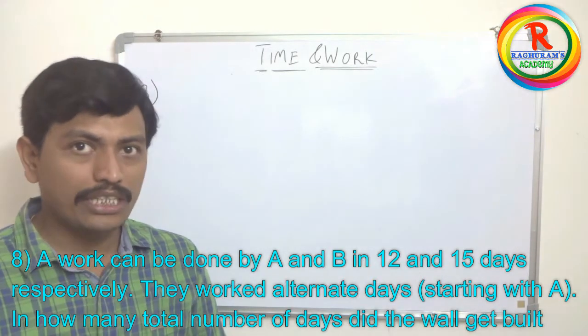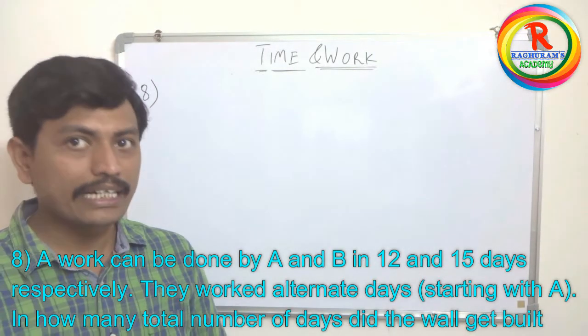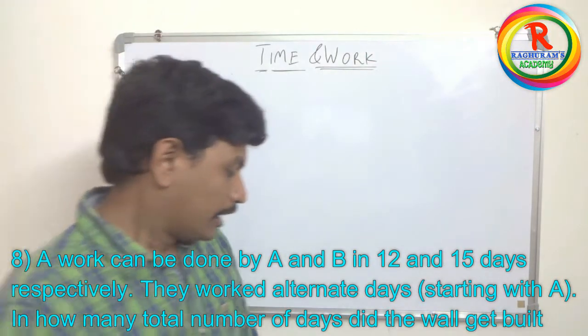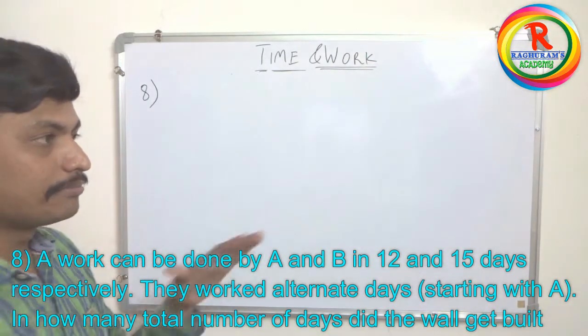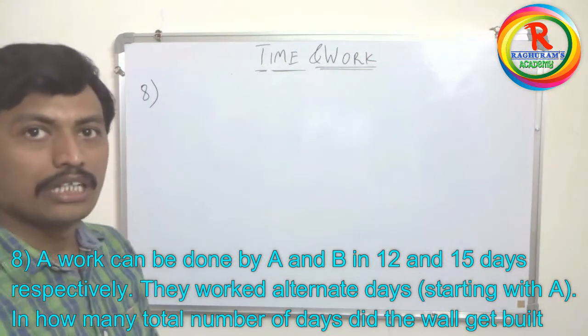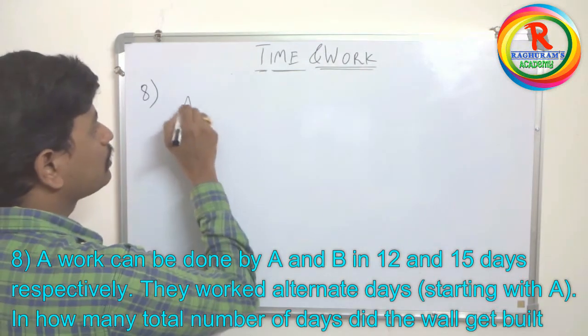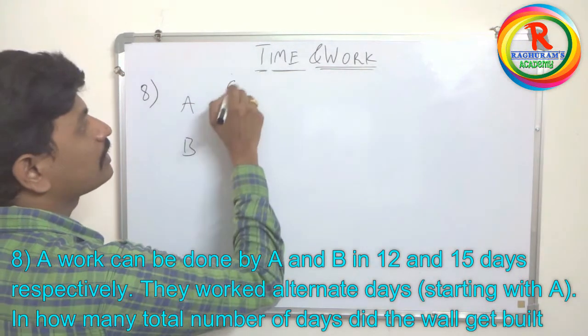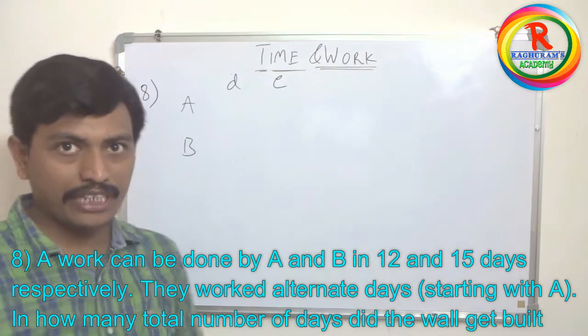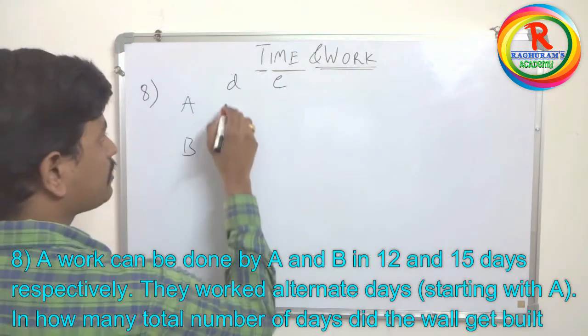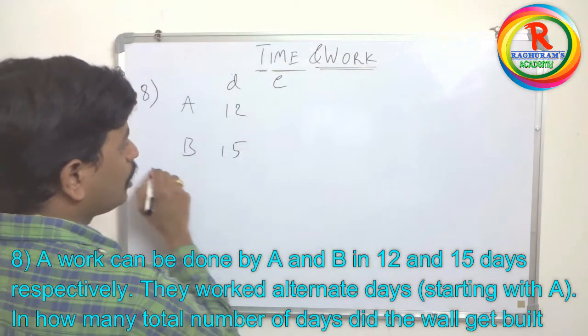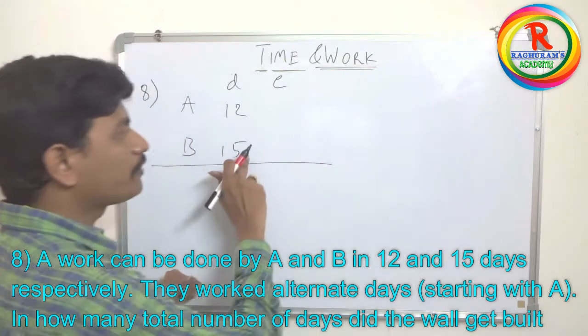In how many total number of days did the wall get built? Here the work is building a wall. And what is given? A's and B's work, days and efficiency we have to take. 12 days and 15 days. 12 and 15, a common thing in every problem.